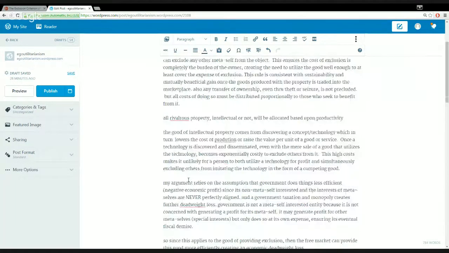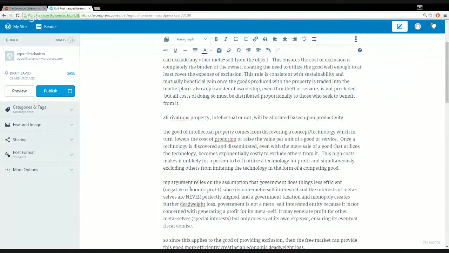Okay, so my argument relies on the assumption that government does things less efficiently, at a negative economic profit, right? Because it's not a meta-self interested entity, and the interests of meta-selves are never perfectly aligned. So when it tries to spend someone else's money for their own good, it creates an inefficiency. First off, number one, you have to admit there's a frictional transfer that has to occur from the producer to the spender, and then it must be spent for the producer's benefit. There's a frictional loss here, right?